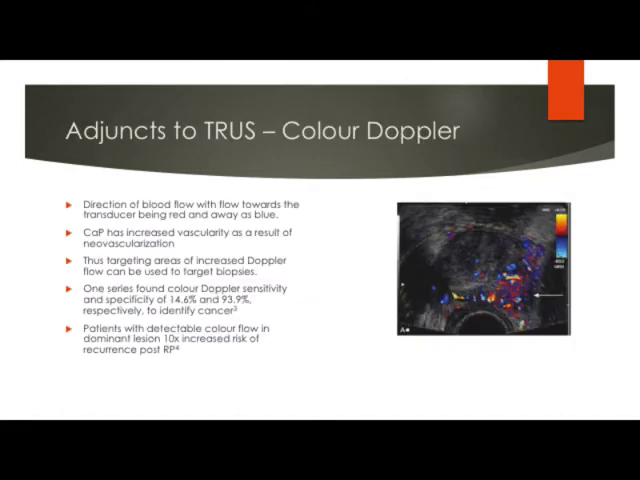So one of these is colour Doppler. I thought you might get asked in an exam, or we might certainly get asked, what is colour Doppler? It basically assesses the flow of blood, and I used to think that red meant arterial and blue meant venous, but that's not the case. Red is when the blood flow goes towards the transducer, whereas blue is going away from it. And we know that prostate cancer has increased vascularity as a result of neovascularization. So they thought that by targeting areas of high vascularity, Doppler can increase your yield of detecting significant prostate cancer.